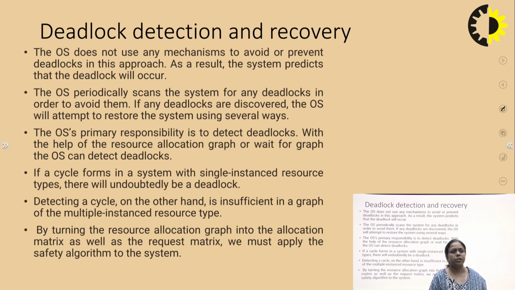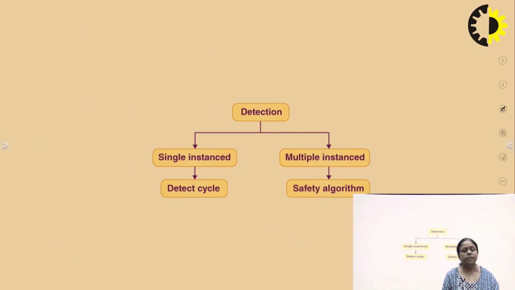Now, deadlock detection and recovery. Firstly, we can find out or detect the deadlock with the help of the resource allocation graph. If we find and detect the deadlock in the system, then we will apply some recovery algorithms. Here you can see detection. We have two methods: single instance and multiple instance. If in the resource allocation graph we are using single instance, then if a cycle is detected, what does it mean? It means we have deadlock here.